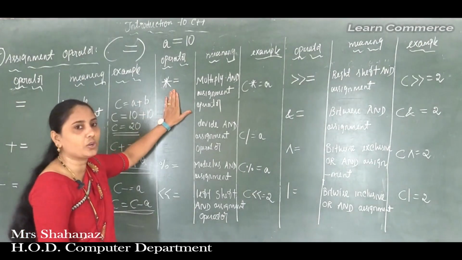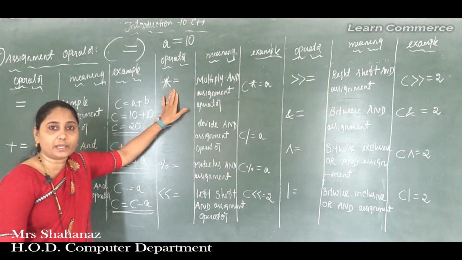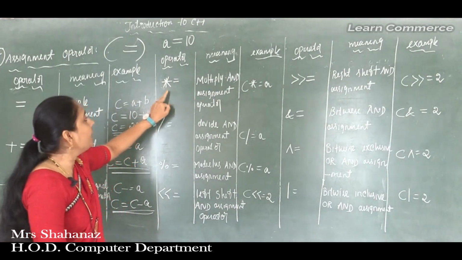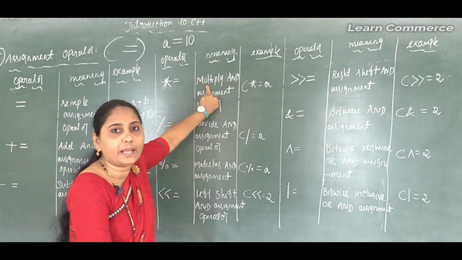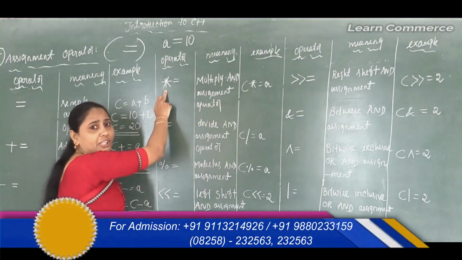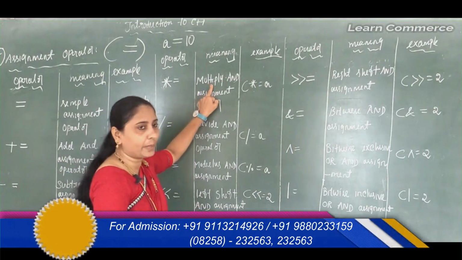And after that, some other operators also join our assignment operators, that is multiplication equal. Clear this point here? The multiplication equal. Such an operator is called the multiply and assignment operator. Clear this one? Multiplication, that is star equal. So the multiply and assignment operator.